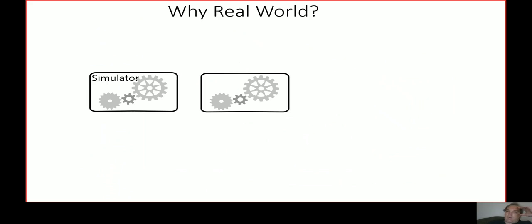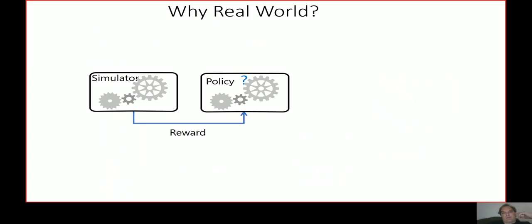Let's start with why we want to think about the real world, and in general, how reinforcement learning often differs from the real world. Typically, right now, reinforcement learning works with a simulator. The simulator provides observations, and then a learning algorithm has a policy which chooses an action that the simulator then processes and returns some sort of reward. This is what happens when you do reinforcement learning for game playing, for example.